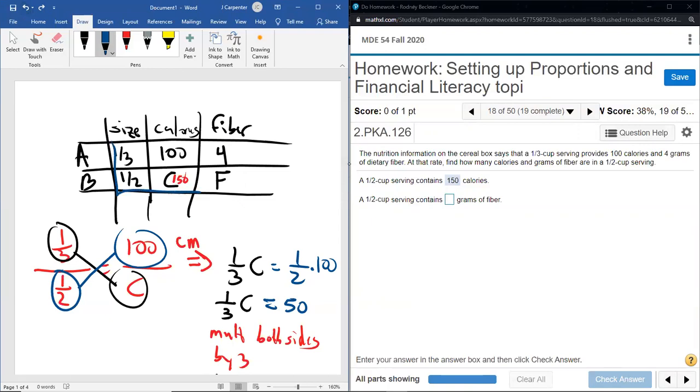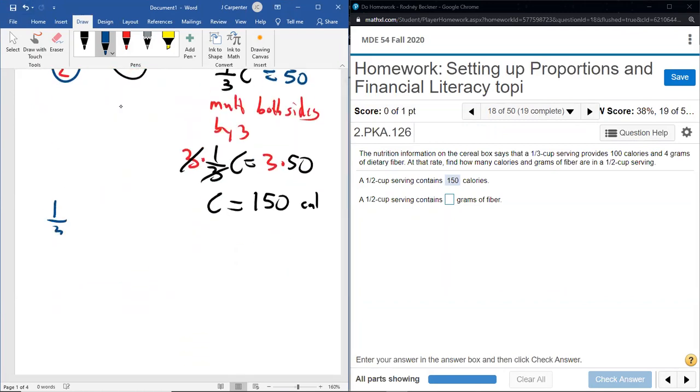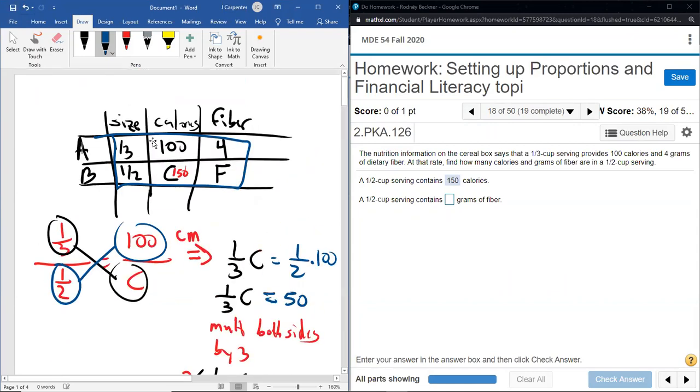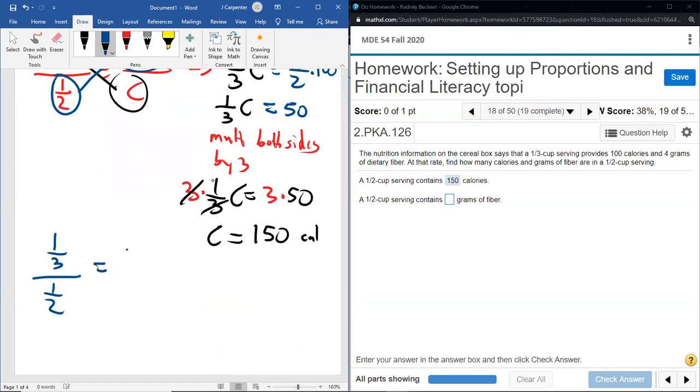So instead, I'm going to draw my proportion box like this, which means I'm ignoring all the center numbers and just using the 1/3, the 1/2, the 4, and the F. So we'll go 1/3 over 1/2, that was the left side, 1/3 over 1/2 equals 4 over F. I'm going to go a little quicker through this one. So cross multiplying, we'll get the 1/3 times the F, and that'll be equal to the 1/2 times the 4. Half of 4 is 2, so 1/3 F is equal to 2.